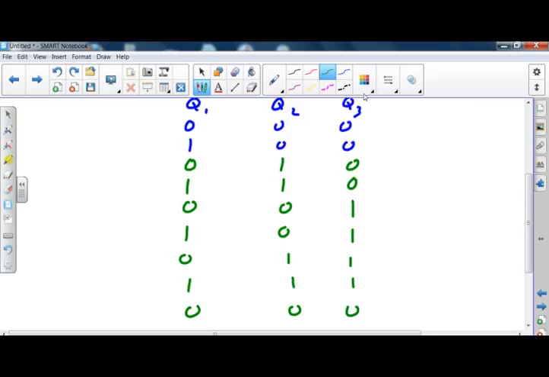This is the most significant bit. That's the least significant bit. I got 0. I got 1. I got 2. I got 3. I got 4, 5, 6, 7, 0 again.